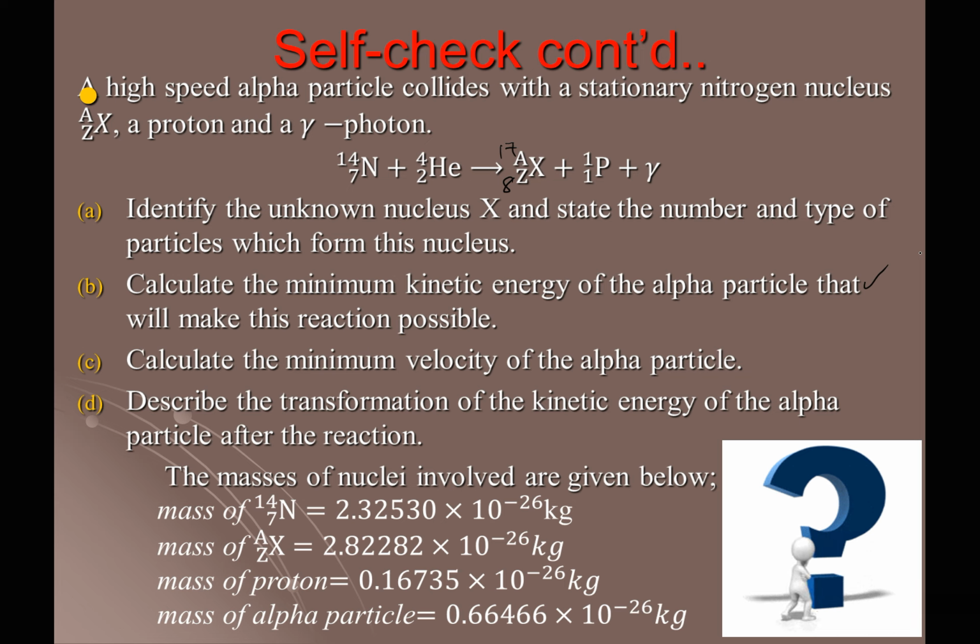Then calculate the minimum velocity of the alpha particle. If I have the energy, then of course the energy is going to be emitted as kinetic energy of the alpha particle, if the energy of the gamma ray photon is negligible. So if I have the energy of the alpha particle, I also know that kinetic energy is equal to a half mv squared. So I'll just equate to a half mv squared. Since I know the mass of the alpha particle, then I'll find the speed.